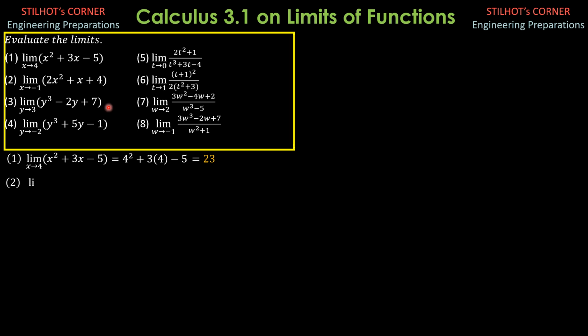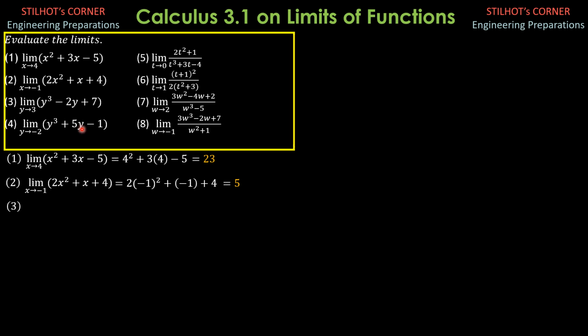Number 2, limit of quantity 2x squared plus 4 plus x plus 4 as x approaches negative 1. So again, we simply substitute. There's no indeterminate form here. So 2 times negative 1 squared plus negative 1 plus 4. So 2 times negative 1 squared is still 2, minus 1 is 1, plus 4, so 5.